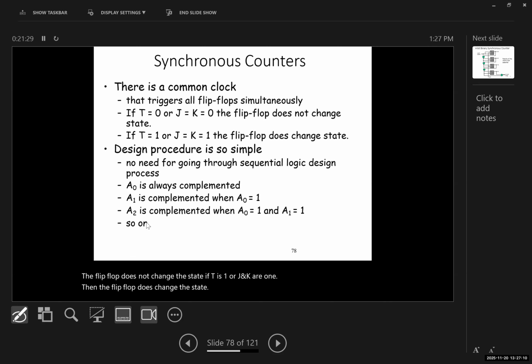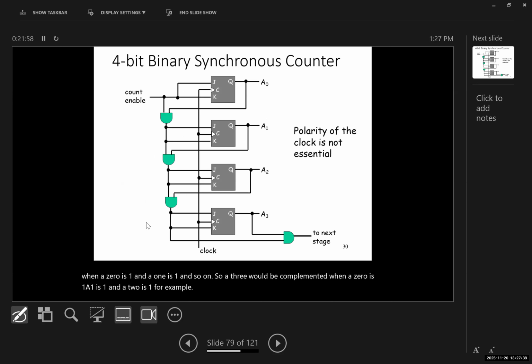The design procedure is so simple, no need for going through the sequential logic design process. A0 is always complemented. A1 is complemented when A0 is 1, and A2 is complemented when A0 is 1 and A1 is 1, and so on. So A3 would be complemented when A0 is 1, A1 is 1, and A2 is 1, for example. And if it's 0, then it won't be complemented.